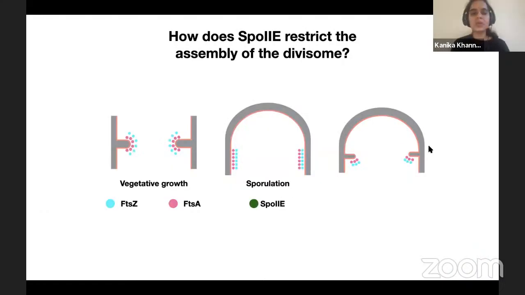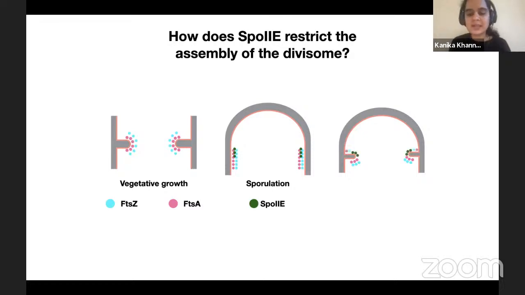And then we wanted to understand how SPO2E might be restricting the assembly of the divisome only on the mother cell side. So one of the hypotheses that we had was that maybe during sporulation, initially you have the same number of FtsA and FtsZ filaments as during vegetative growth. But because we know that SPO2E comes in and exclusively localizes on the 4-spore side, it's possible that it binds to all these cell division proteins on the 4-spore side. And because SPO2E interacts with FtsZ, it might be inhibiting the interaction of FtsZ with the rest of the cell division machinery, and so effectively the cell division machinery is not able to carry out its function on the 4-spore side.